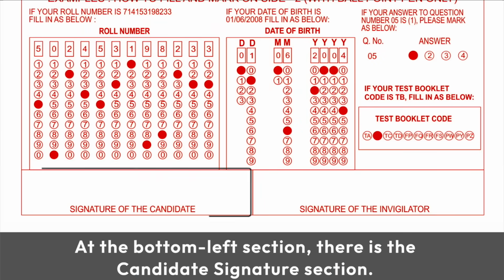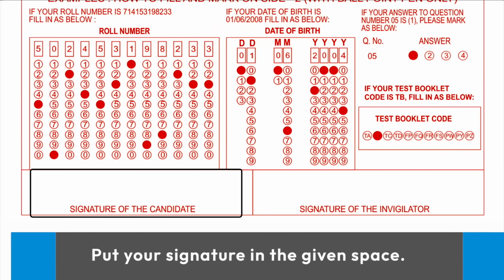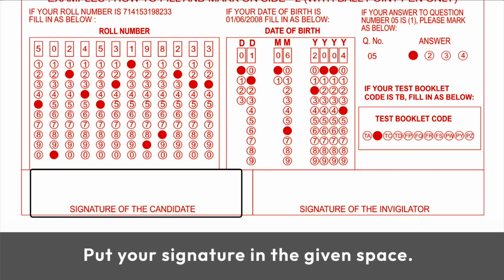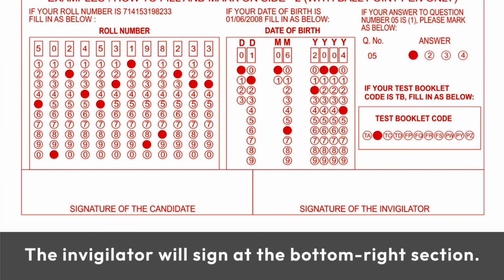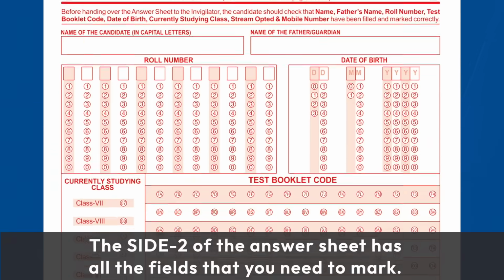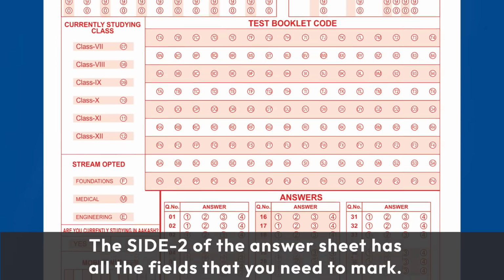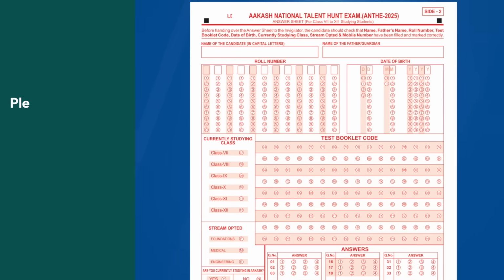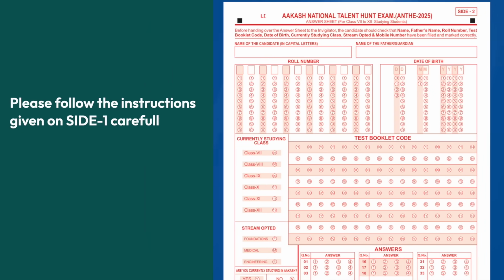At the bottom left section, there is a candidate's signature section. Put your signature in the given space. The invigilator will sign at the bottom right section. Side 2 of the answer sheet has all the fields that you need to mark. Please follow the instructions given on side 1 carefully while filling and marking your responses.